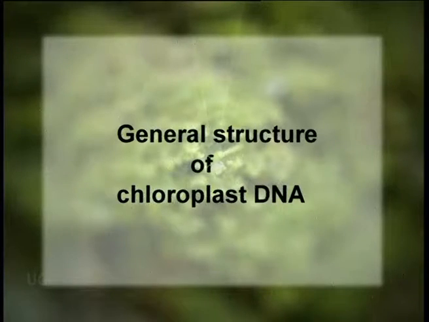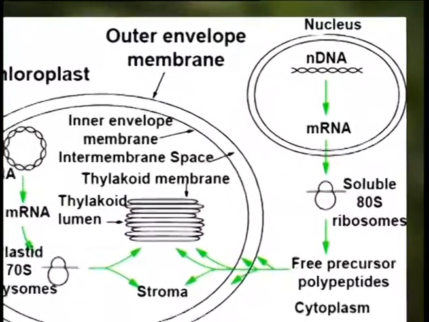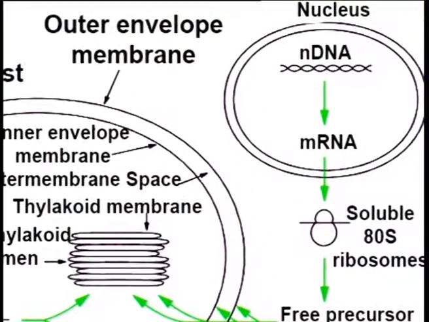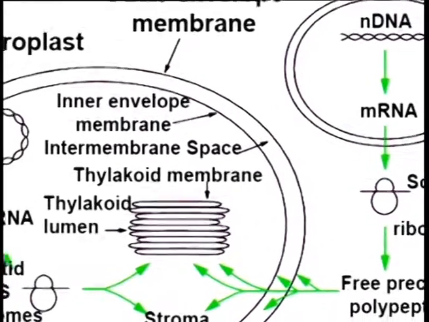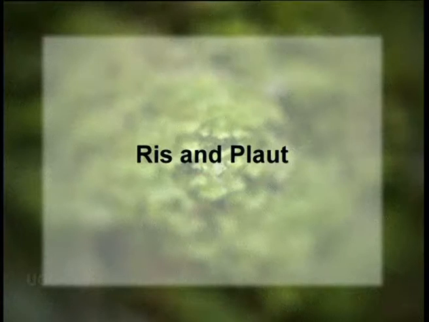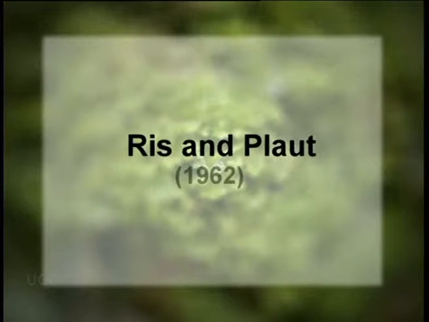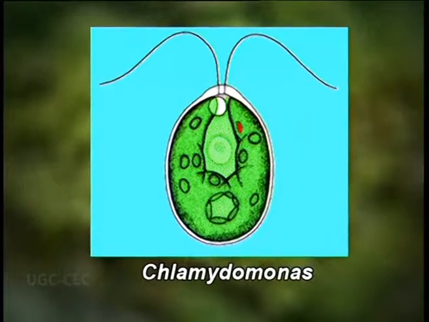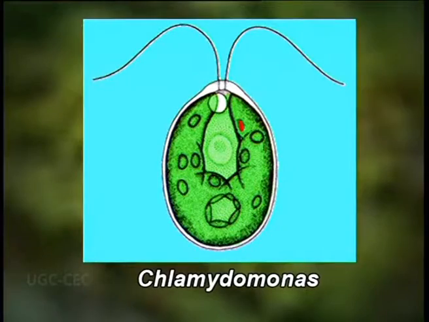Now, the general structure of chloroplast DNA. The chloroplasts are semi-autonomous organelles possessing their own genetic material, the chloroplast genome or plastome. First of all, Ris and Plaut in 1962 reported DNA molecules in the chloroplast of the Chlamydomonas. Later on, DNA molecules were reported from the chloroplasts of other algae and higher plants.